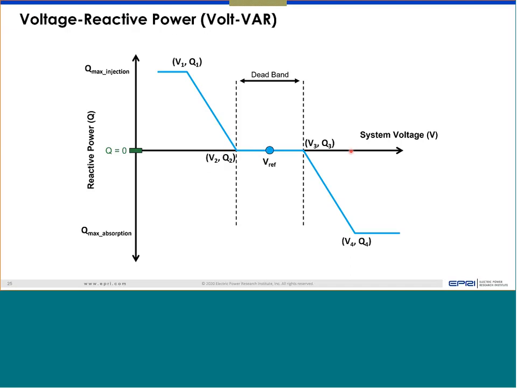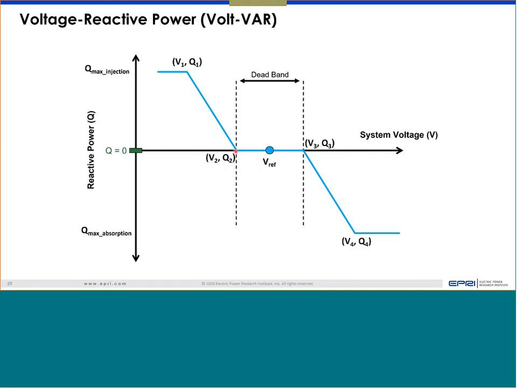Similarly for Q2 and Q3, typically the expectation is that reactive power in the deadband will be zero. But if a utility wants a certain amount of VAR to be absorbed or injected even when the voltage is within the deadband, then Q2 and Q3 can also be adjusted to non-zero values. But I'm showing the most common way people use the volt var function.